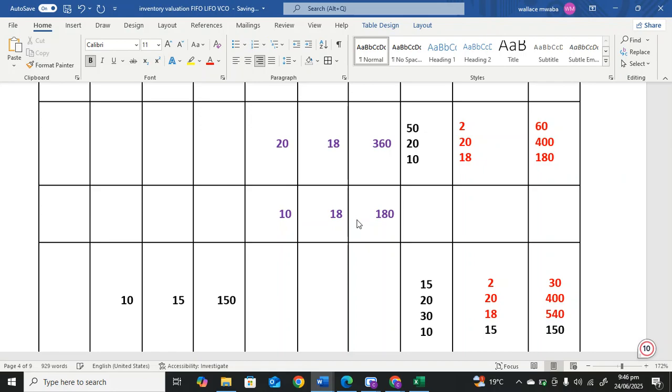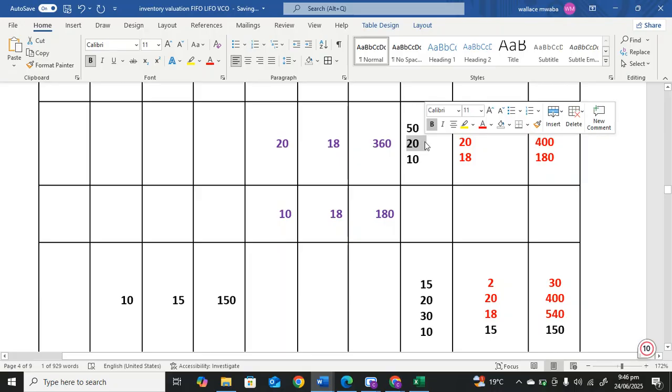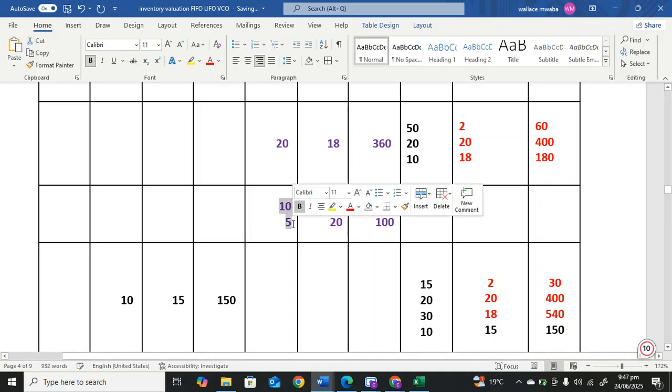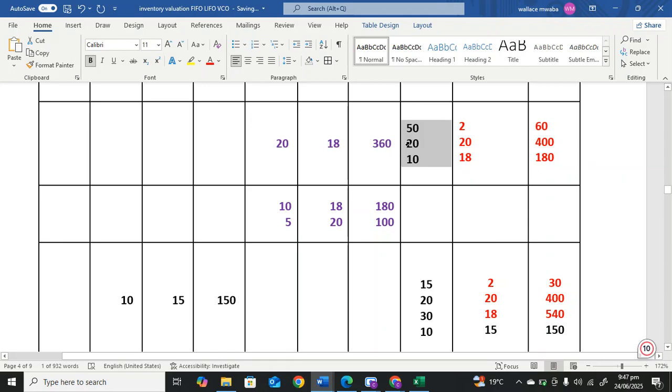Then the remaining 5 you remove from this batch here. Okay, because this was the second latest batch. So you put 5, 20 kwacha each. That is 100 kwacha. So in total, we've issued 15. The first 10 were removed from this batch. The remaining 5 were removed from this batch in the middle there.